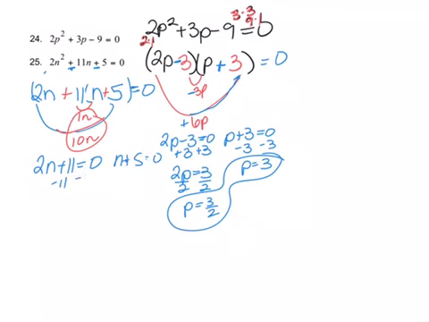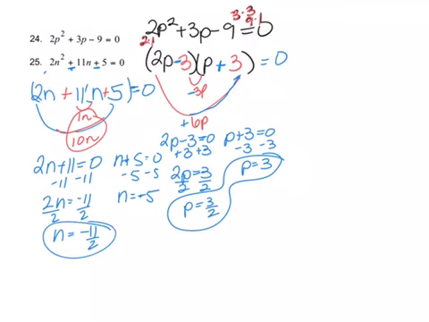So subtract 11, 2n equals negative 11. Divide by 2, and n is negative 11/2. Subtract 5, and n is negative 5. So my two answers, negative 11/2 and negative 5.